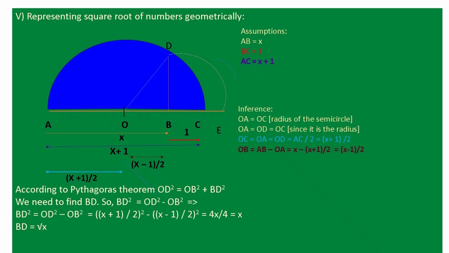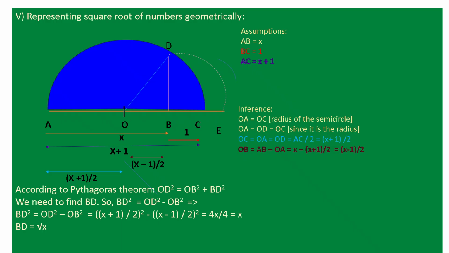Now, how do we find the value of OB? OB is nothing but AB minus OA. We know the value of AB to be equal to x and OA as the radius in the previous step, which is nothing but x plus 1 by 2. Evaluating x minus x plus 1 by 2 is equal to x minus 1 by 2.